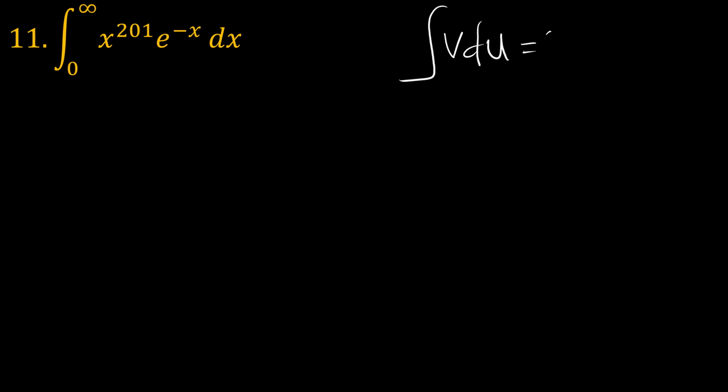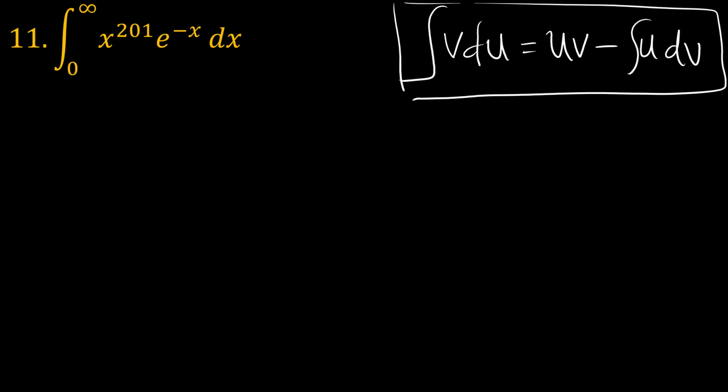Problem 11 happens to be the definite integral from x equals 0 to infinity of x to the power 201 times e to the power negative x. So we're going to use integration by parts. And what does integration by parts tell us? Integration by parts tells us that if you have an integral of a function v times the derivative of function u, we have uv minus the integral of function u times the derivative of function v.